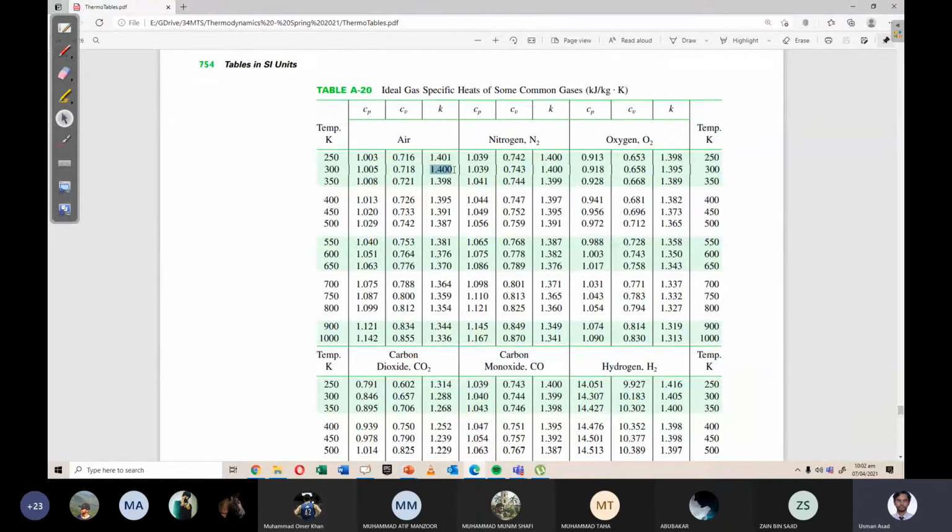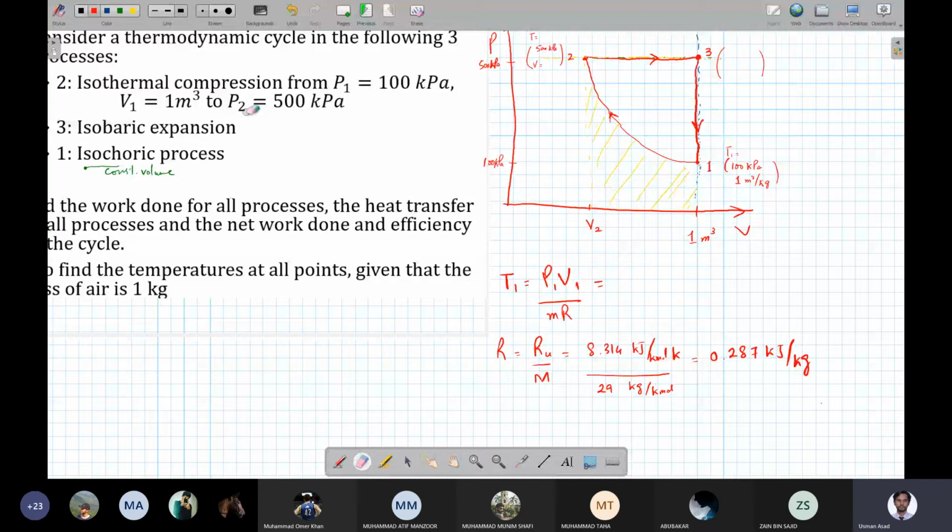The difference between these two is actually equal to R. The ratio between these two, Cp divided by Cv, 1.005 divided by 0.718 is equal to K, which is the ratio of specific heats. This is what I was talking about earlier. So anyway, ideal gas law हम use कर रहे थे.